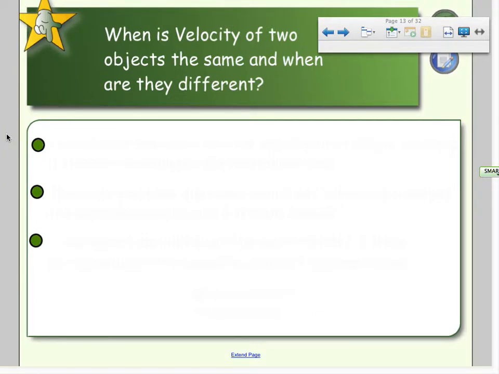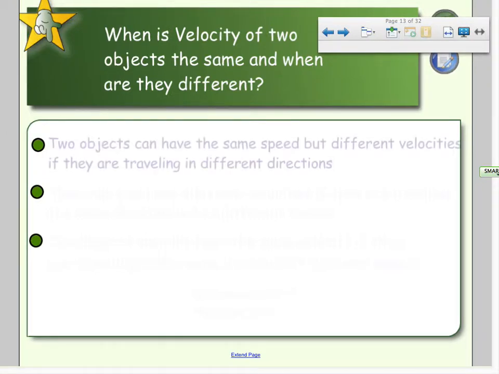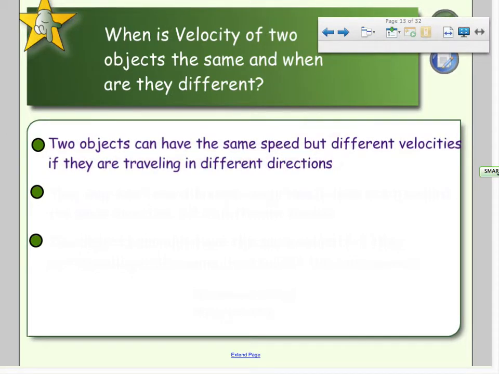When is velocity of two objects the same and when is it different? Well, if we have two objects that are traveling at the same speed but in different directions, what's going to be different?